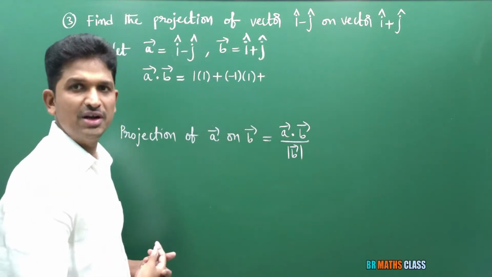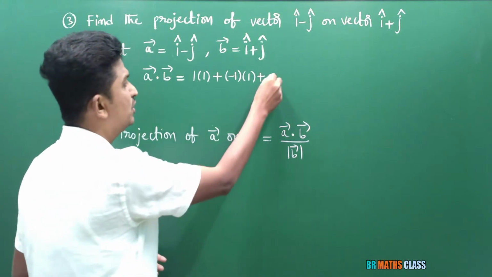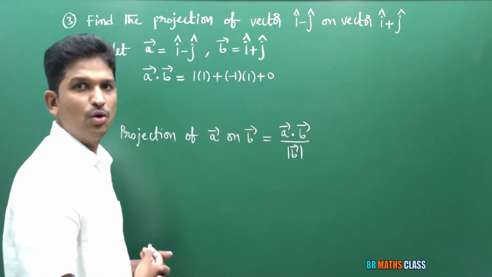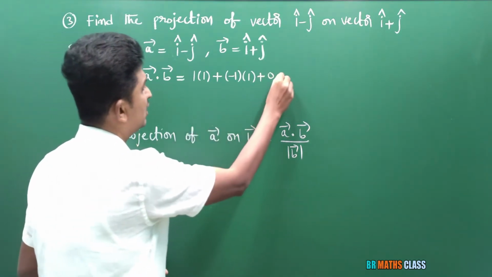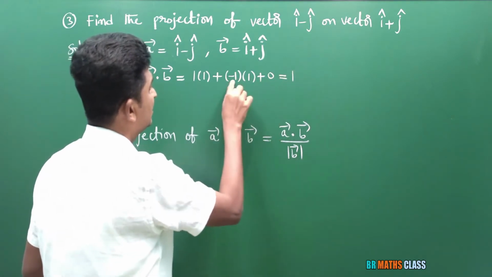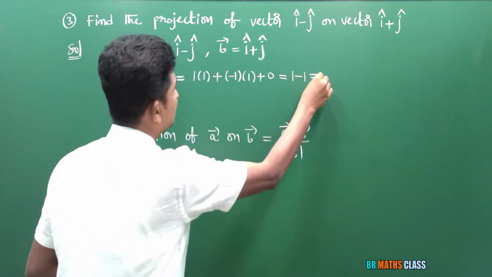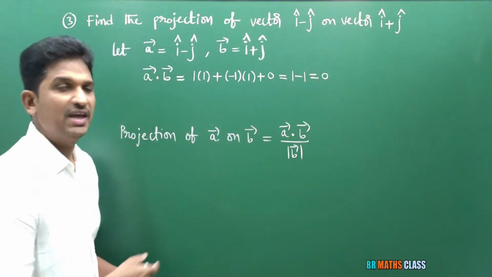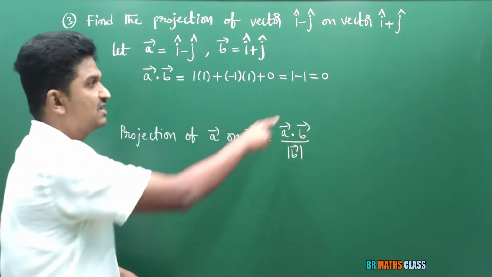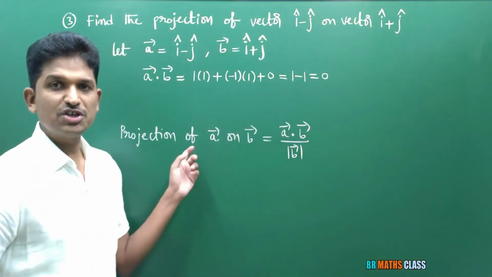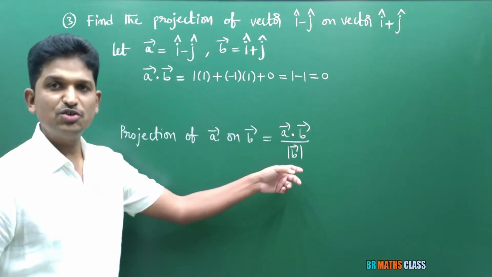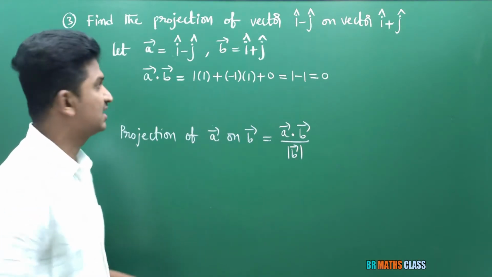Here k bar components are not given, right? You can write 0 into 0, that is 0. If I simplify this, what will you get? This is plus 1. This is minus 1. 1 minus 1 is what? 0. So when I calculate the dot product of these two vectors, I am getting 0. To calculate projection of A bar on B bar, I need magnitude of B bar. That also I will calculate.